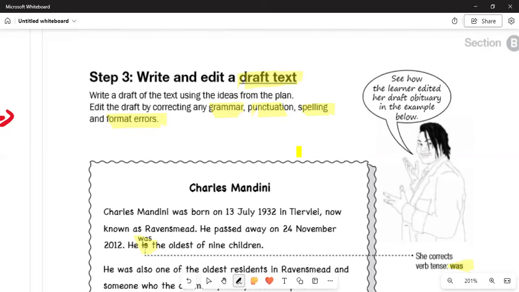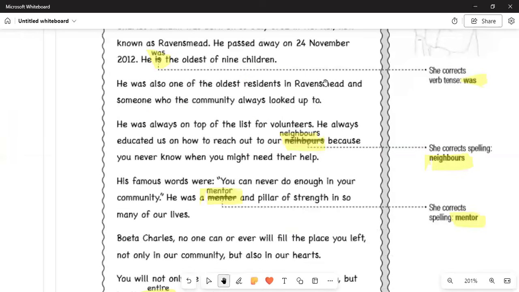This is Charles Mandini. Charles Mandini was born on 13th July 1932 in Tiervelier, now known as Ravensmet. He passed away on the 24th November 2012. He is, and there is an error, was the oldest of the 9 children. So we can see that there was an error here. Is was replaced with was, and then we are saying there was a correction of the verb in terms of the tense.